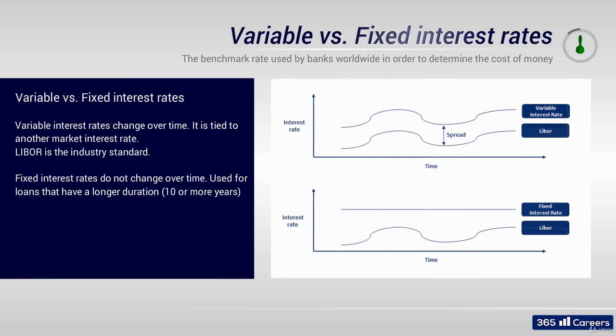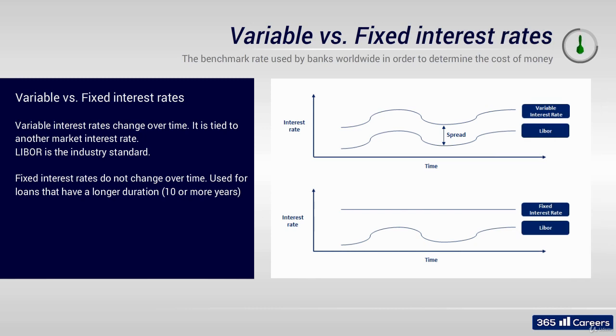A variable interest rate is an interest rate which changes over time and does not remain constant. It is an interest rate which is tied to another market interest rate. Nowadays, LIBOR has become the industry standard that is used for most positions.